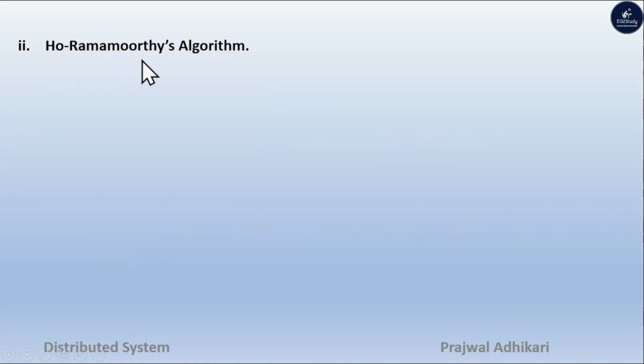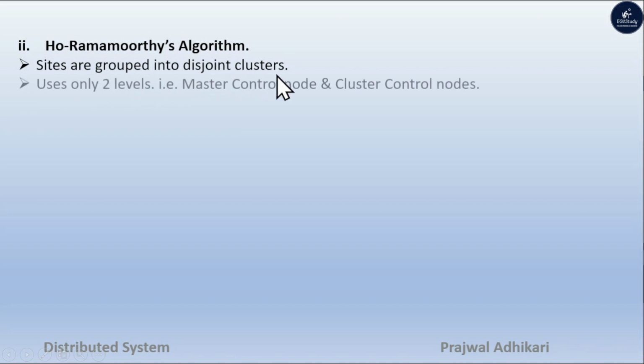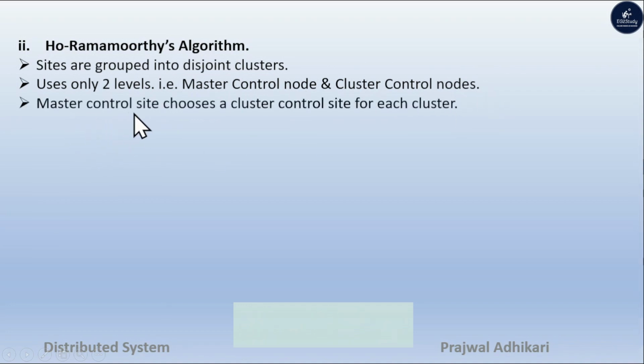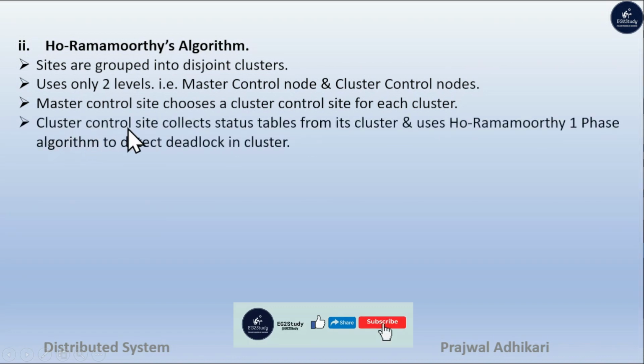Now, Ho-Ramamoorthy's algorithm. In Ho-Ramamoorthy's algorithm, sites are grouped into disjoint clusters. This algorithm uses only two levels, that is, the master control node and cluster control nodes. The master control site chooses a cluster control site for each cluster. The cluster control site collects status tables from its cluster and uses the Ho-Ramamoorthy one-phase algorithm to detect deadlock in the cluster.